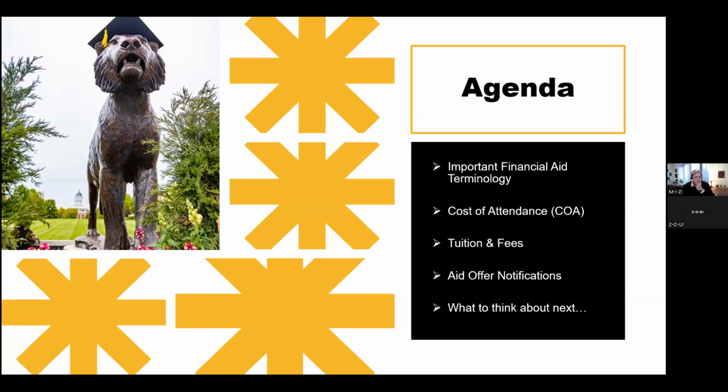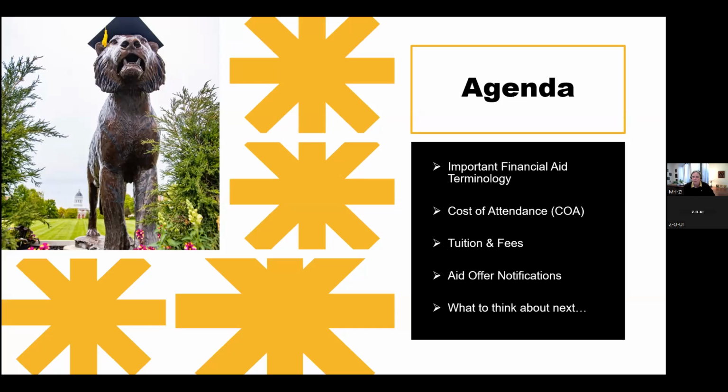So what we're going to cover tonight, our goals are simply to provide you with a baseline of knowledge. We want you to be able to review your financial aid offer notification with confidence. We want you to understand what the cost of attendance is. We want to help you understand the process from getting that financial aid offer notification to how that actually translates to your bill, and how it actually works through the process. And so we're going to give you that baseline of knowledge.